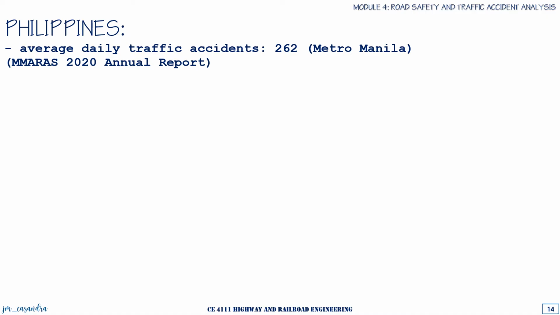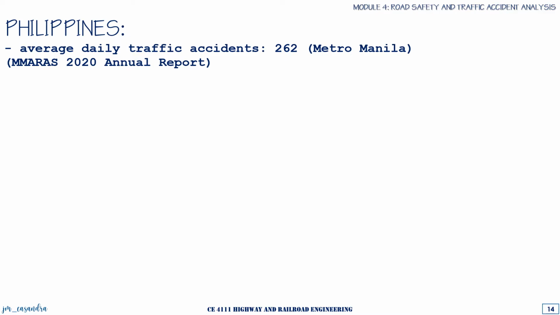So in Metro Manila alone, the average daily traffic accidents, according to the 2020 annual report of the Metro Manila Accident Reporting and Analysis System, is recorded at 262. So if we estimate the daily traffic accidents in the metro for a year, that would be about 95,000. That's 95,000 accidents just for Metro Manila, all of the cities in the metro.